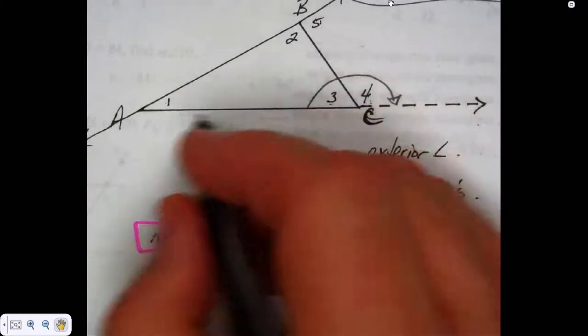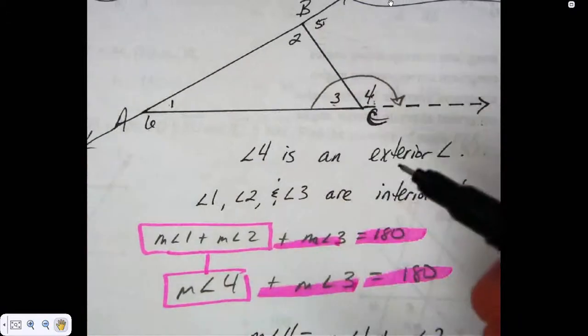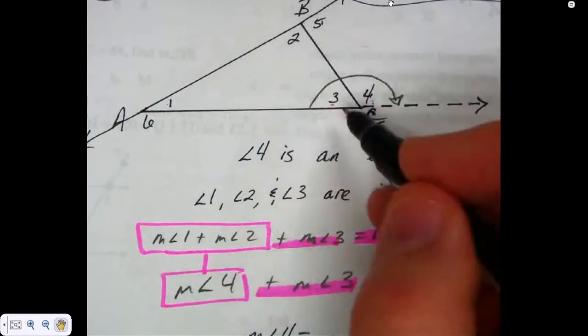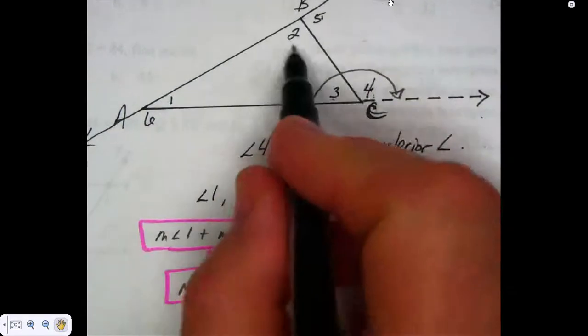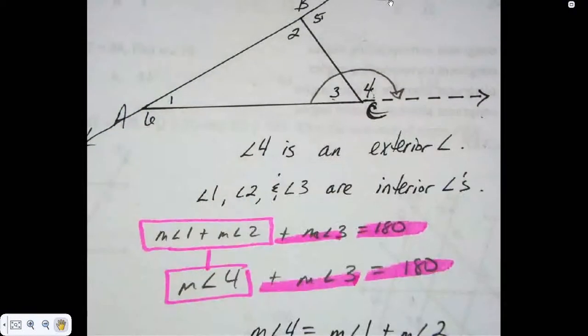If I was to extend this one out right here and I was to call this 6, what would 6's remote interior angles be? The ones what? Not beside it, right? Okay? And if you had 2 and 3, they'll always equal 6, won't they? Okay.